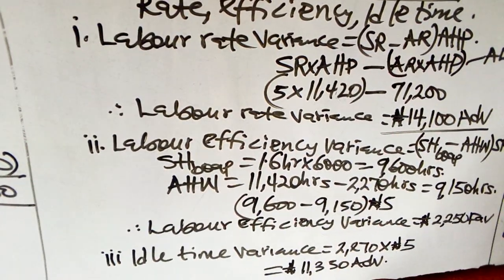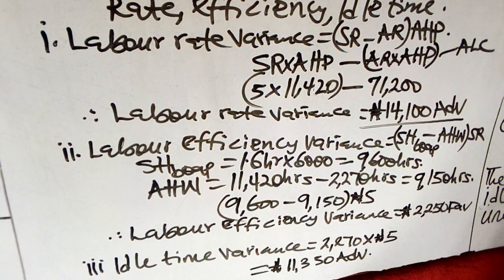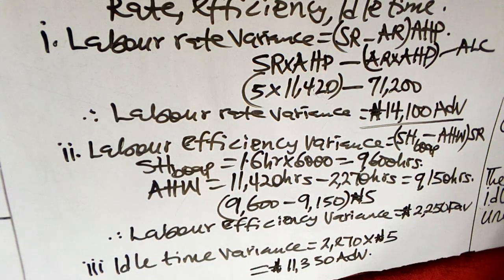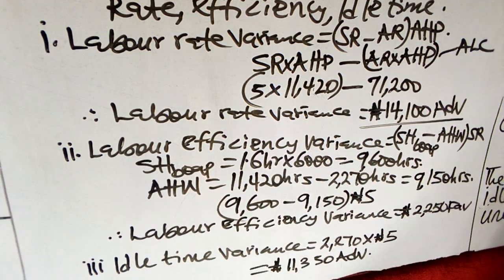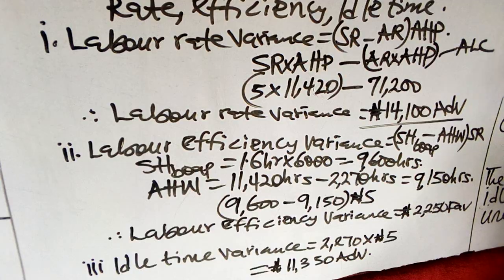Having computed all the relevant labor variances, for the purpose of our reconciliation, we therefore want to compute the overheads variances. The important overheads variances in these questions are the variable overheads and the fixed overheads. After overheads, then we will as well compute the sales variances. So those are the relevant variances for the purpose of our reconciliation. So now we want to start with variable overheads variances.